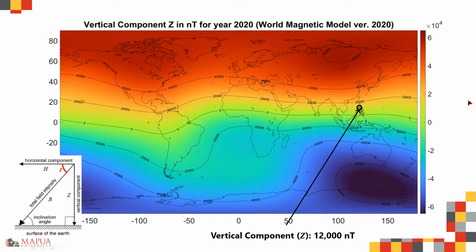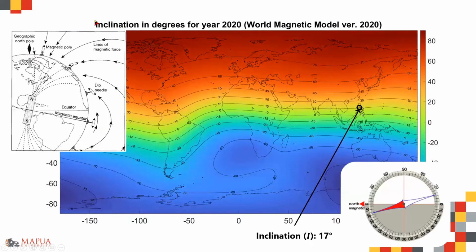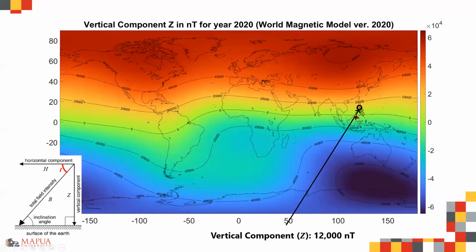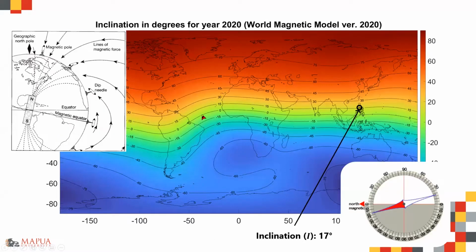Okay, so aside from the vertical component of the magnetic field, we can also use the inclination angle, or the dip angle, to locate your magnetic equator. So if this is your magnetic equator expressed in terms of the vertical component Z of your magnetic field, that line will coincide with the magnetic equator. Okay, so the inclination or the dip angle in our area is about 17 degrees.